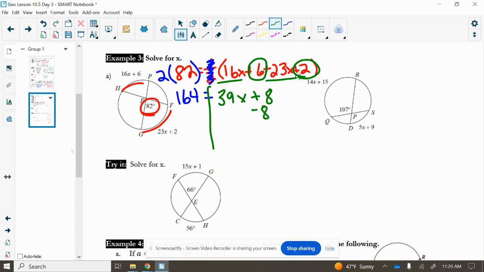Subtract the 8 from both sides. We end up with 156 equals 39x. Divide both sides by 39. X is equal to 4.